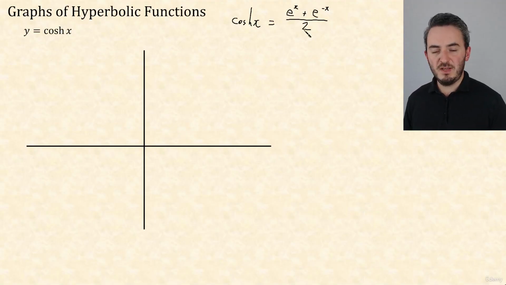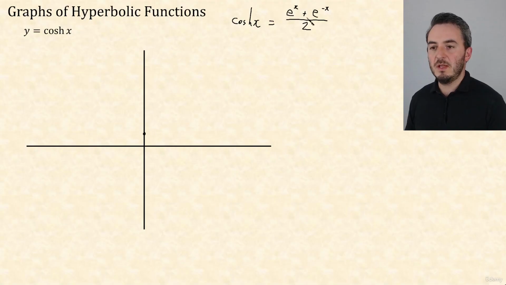I reckon you could have a go at pausing the video and trying to sketch this yourself first. So hopefully you've done that, but let's think through how we can do this. Let's start with something simple like a y-intercept. When x is 0, we've got e to the 0 plus e to the 0, so that's 2, divided by 2 is 1. So it's going to go through 1 here.